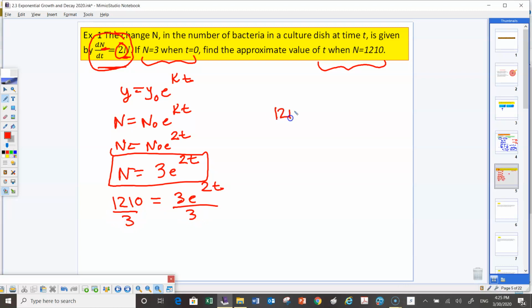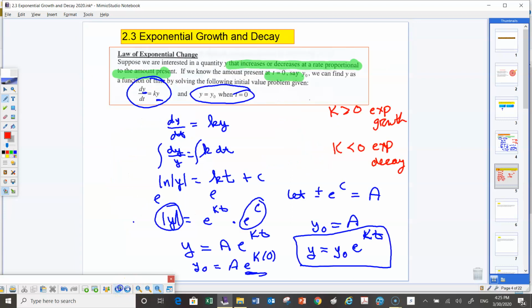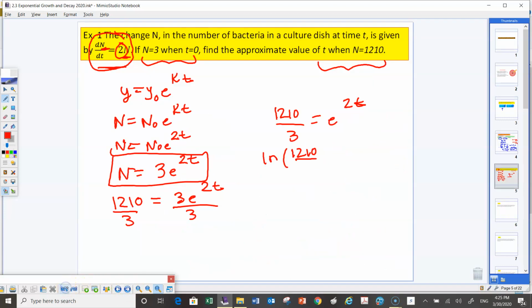So I'll be left with 1210 divided by 3 is equal to e to the 2t. And just like before, when I'm trying to solve an exponential equation, I need to take the logarithm of both sides. So the logarithm of 1210 divided by 3 is going to equal the logarithm of e to the 2t. And remember, the 2t can come out front, and ln e is equal to 1, so we can drop that. And my left side is not going to change.